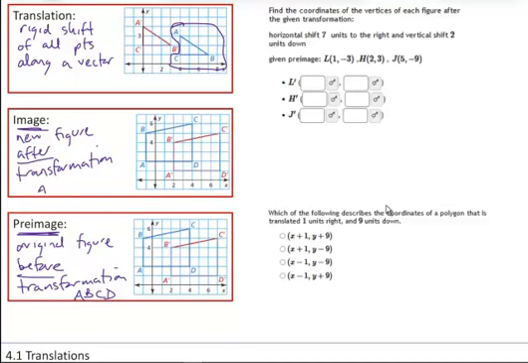And so this would be A prime, B prime, C prime, D prime. So that's the ending figure. So this right here would be your image. So the pre-image is the original, and the image is the one that's created, the copy of it.